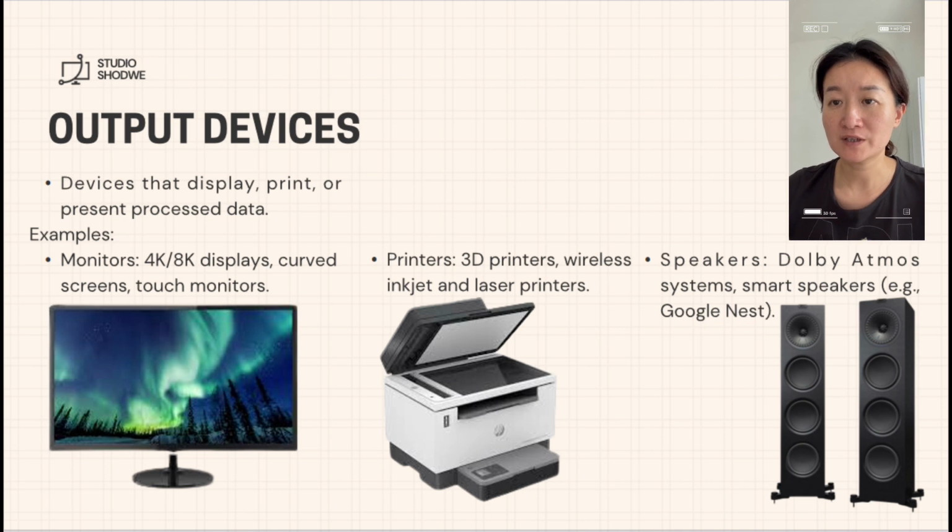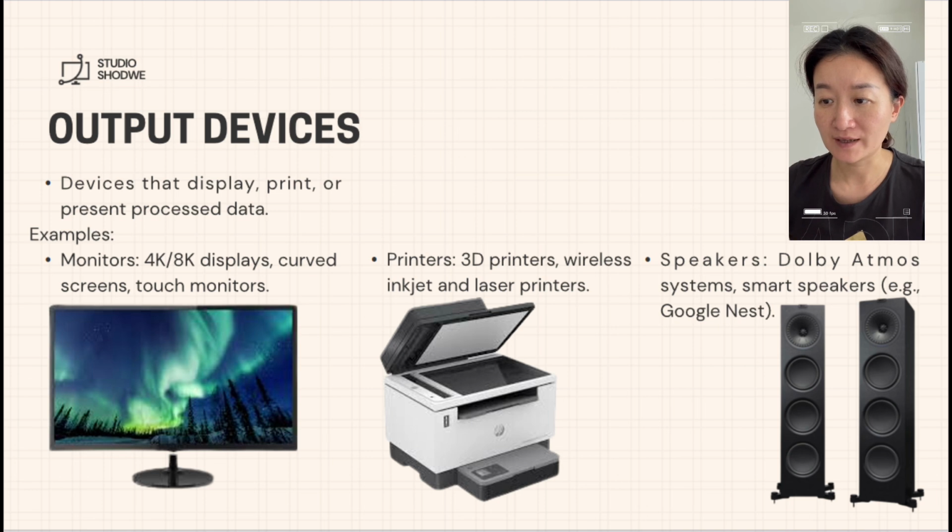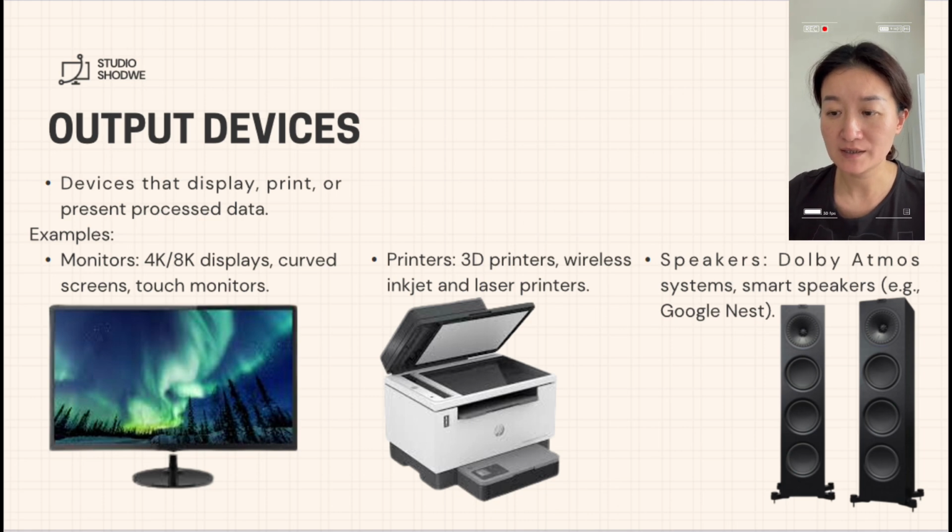First, output devices are devices that display input or processed data. Monitors include display, 4K, 8K display, curved screen, touch display. Users receive information by seeing. Printer, 3D printer, wireless inkjet printer, and laser printer. Speaker, stereo, smart speaker, such as Google Nest. Users receive information by listening.